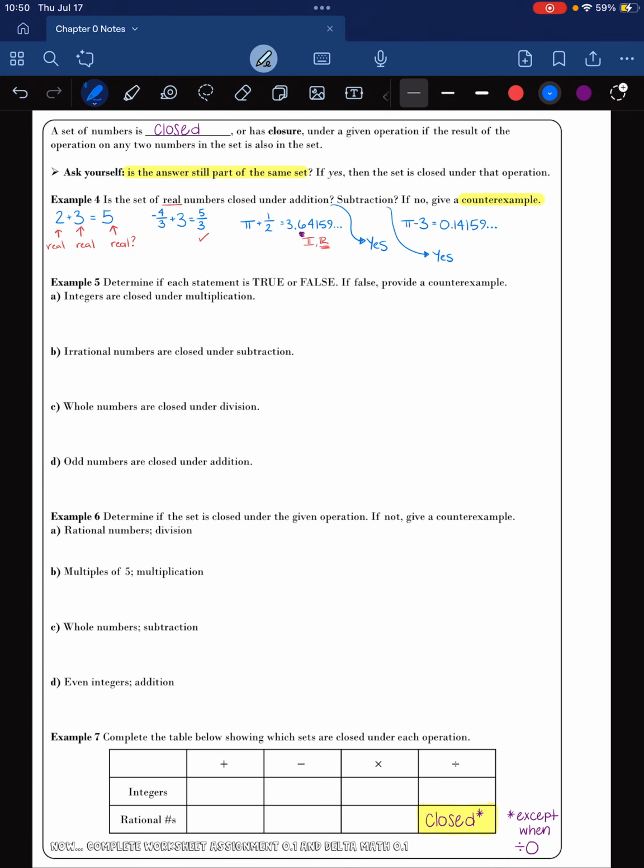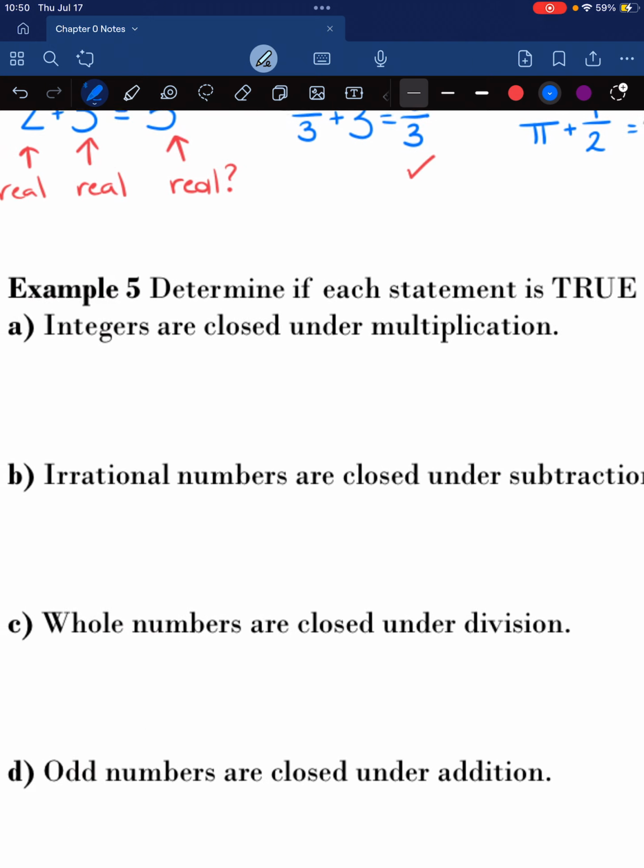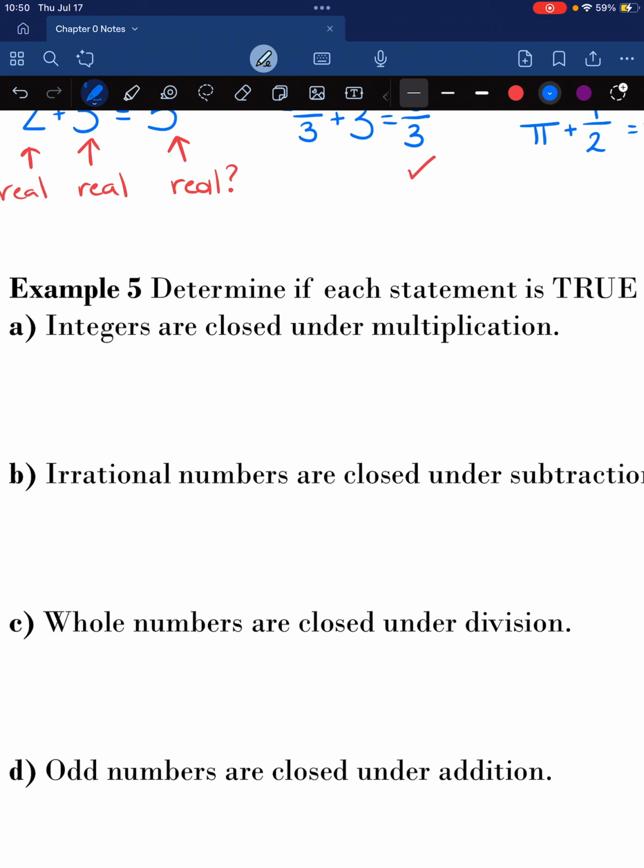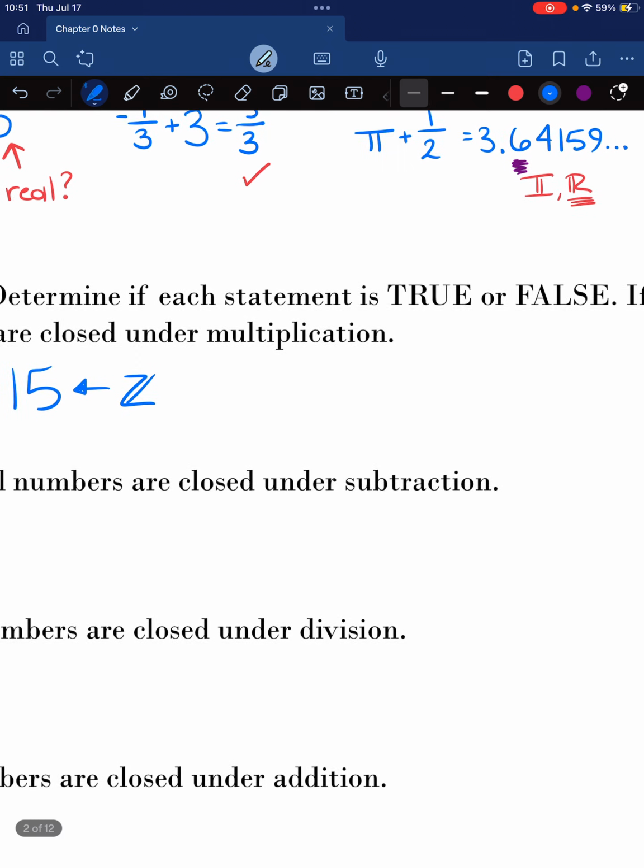Okay, so let's do some more examples then. Determine if each statement is true. Integers are closed under multiplication. So I need to not just prove that this is true, right? Okay, so I could do 5 times 3 is 15. Both of these are integers. My answer is still an integer. So it's looking good.